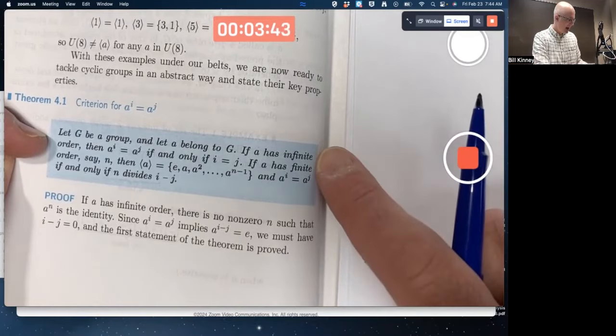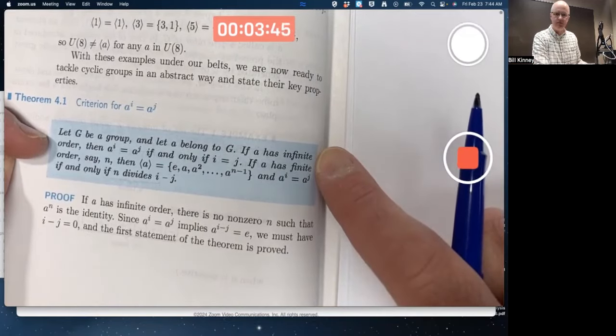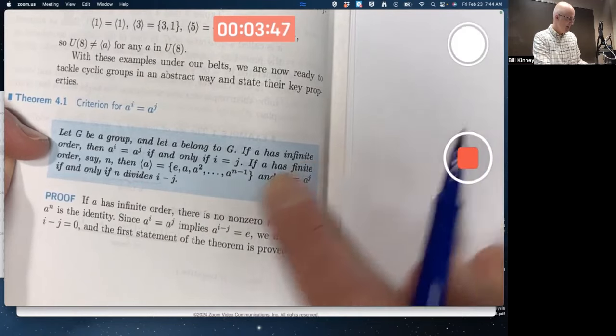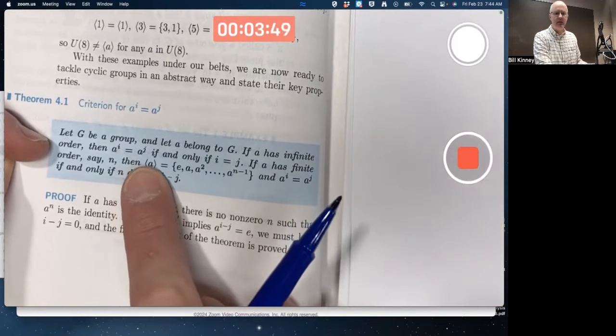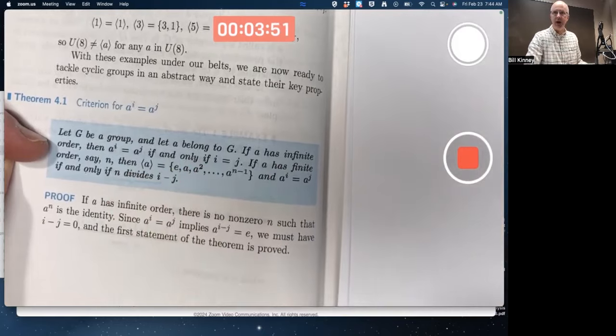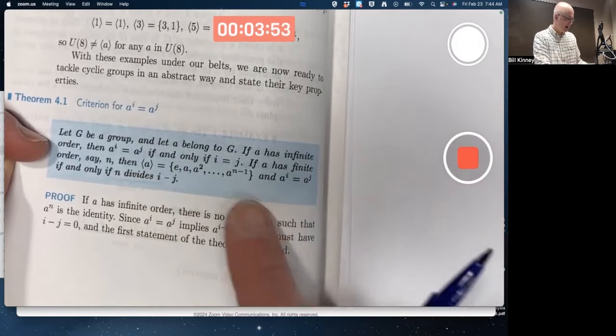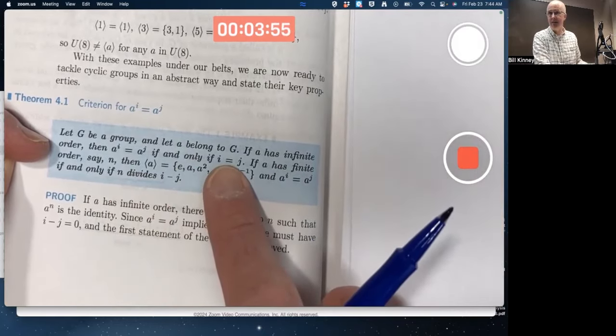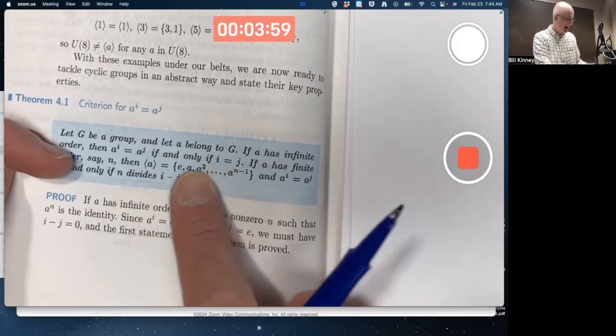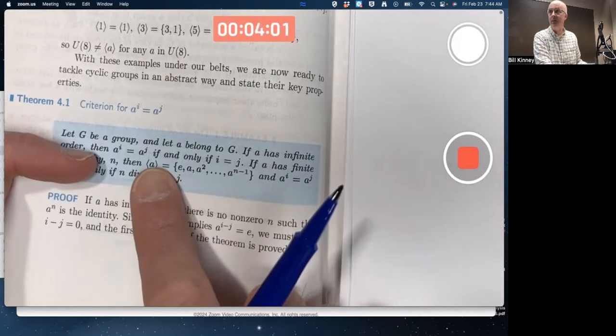If that element A happens to have infinite order, the conclusion is that A to the I equals A to the J if and only if I equals J. Said another way, think about the contrapositive of this statement. If I is different than J, then A to the I and A to the J will be different. That happens when your element has infinite order, like any non-zero element of Z does.